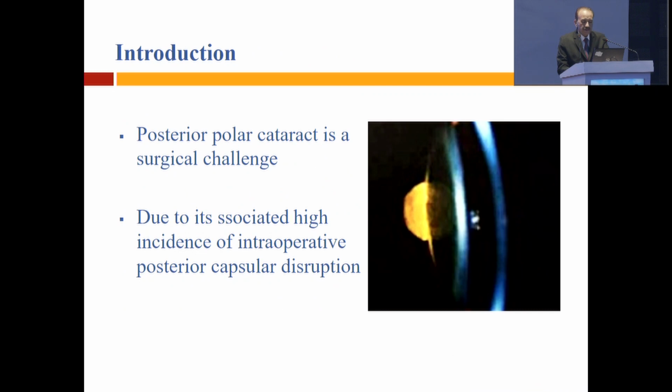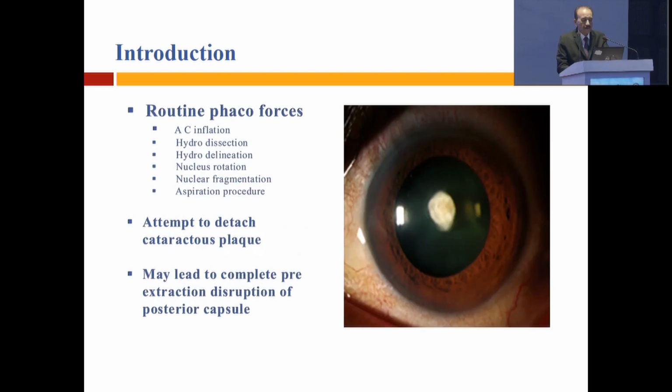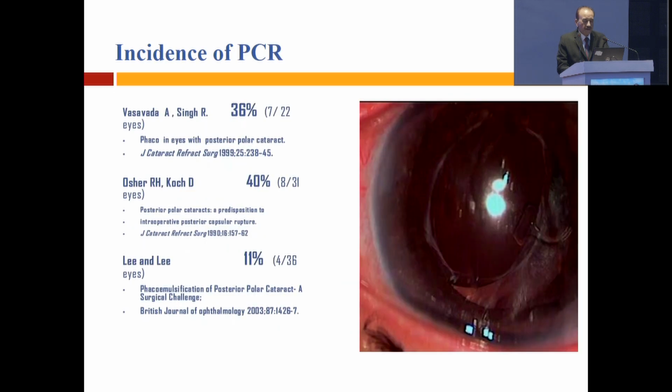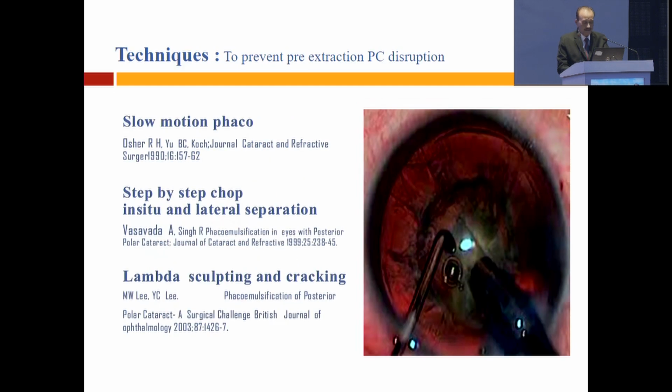Friends, you know that posterior polar cataract is a surgical challenge due to its associated high incidence of intraoperative posterior capsular disruption. The routine phaco forces or any attempt to detach the cataractous plaque may lead to complete disruption of the posterior capsule, and the incidence has been reported from 36 to 40% by most of the leading ophthalmologists. There are several techniques which have been described: slow motion phaco, step-by-step chop in situ, lambda sculpting and cracking technique.